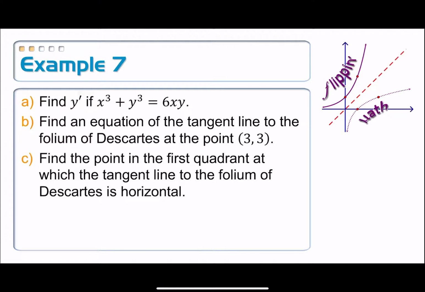Example 7 here is set up to be sort of like a multi-part free response question. Part A, find y prime if x cubed plus y cubed is equal to 6xy. We've got an implicit equation. We've got a y cubed up in there, and we also have the product of x and y on the right-hand side. Part B, find an equation of the tangent line to the folium of Descartes, which is what this thing is known as, at the point 3, 3.